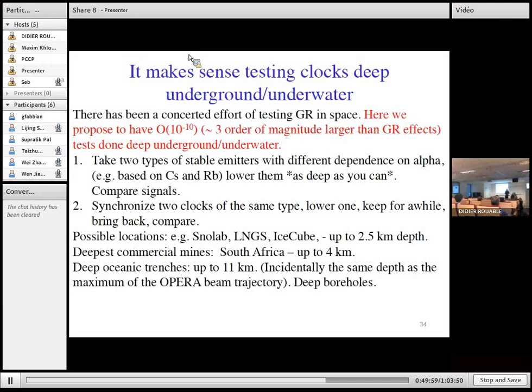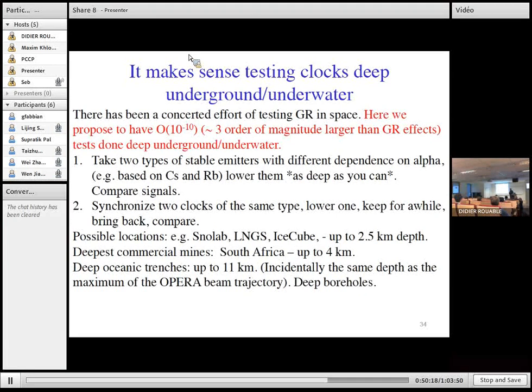And interestingly, indeed, the neutrino trajectory goes all the way down to 11 kilometers, and 11 kilometers is also the depth of the deepest oceanic trenches that you can actually reach.